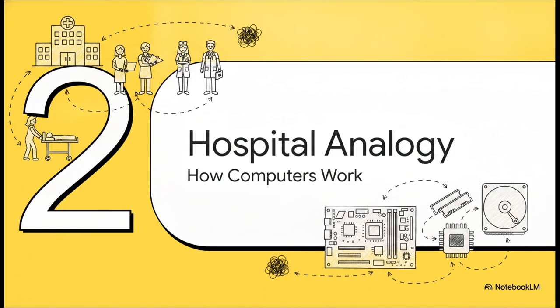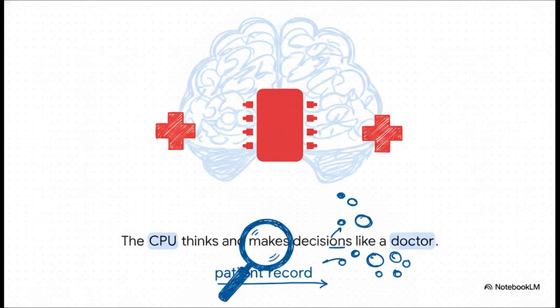Moving on to Section 2, the hospital analogy. To make these concepts really stick in your mind, I want you to think of a computer exactly like a bustling hospital, where every single department has a highly specific critical job to do. First up, we have the central processing unit, or the CPU. In our digital hospital, the CPU is the doctor. The doctor thinks, diagnoses, calculates, and makes the big decisions. So when you search for a patient record, the CPU is the doctor who processes that request, runs the query, and determines exactly what needs to happen next. Every single thing the computer thinks through happens right here.